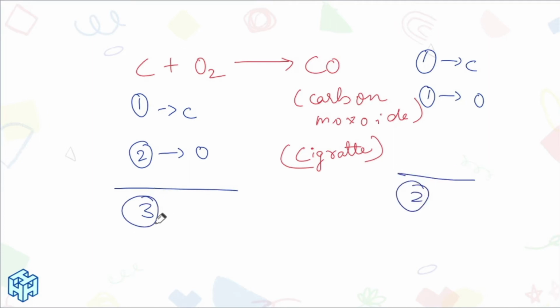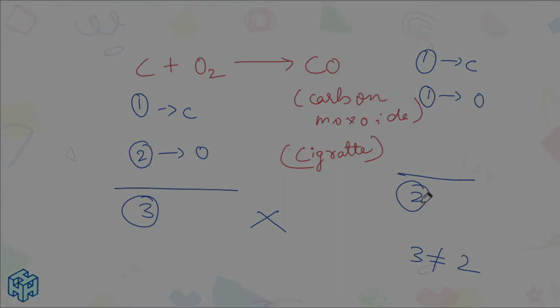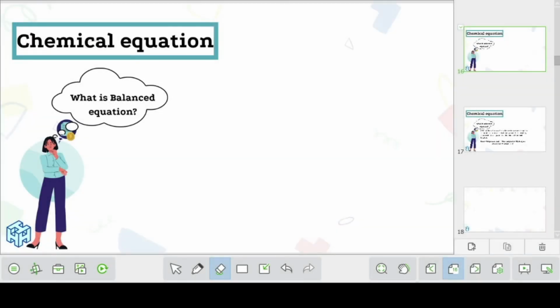Whether it is balanced? No, it's not balanced. 3 is not equal to 2. Hence this sort of equation is called an unbalanced equation. We have understood what an unbalanced chemical equation is.